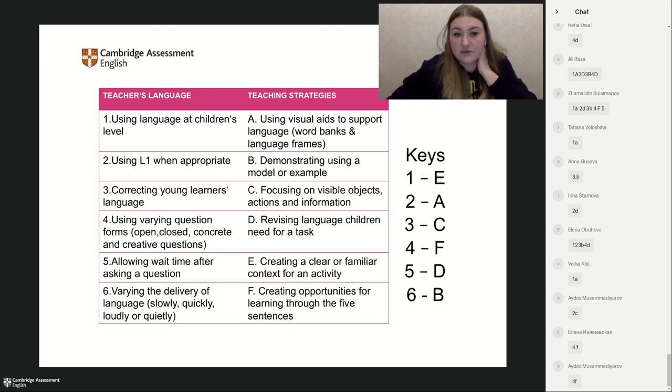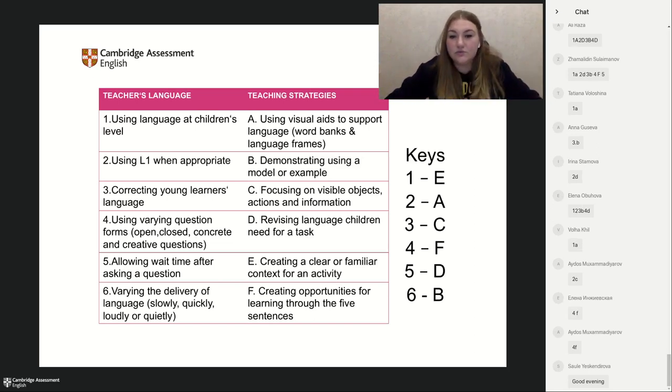Number two is A, using language one and appropriate, using visual aids to support language. So there are word banks, language frames, and so on. To avoid language one, you can put some of the language that they may need on the board, on pieces of paper. I usually do this at the beginning of the year when I put some classroom language next to the board on the wall, or I put some of the questions that your students may use, like, for example, what's the English for something, or what's the Russian for something, or teacher, can you spell this, please? So you provide your students with some language support.